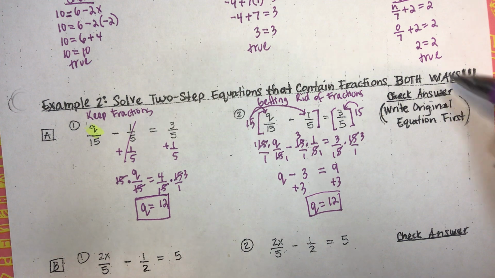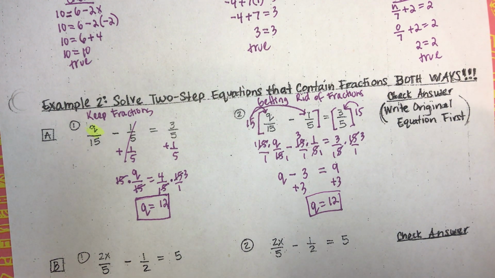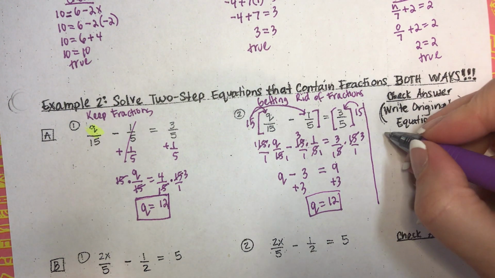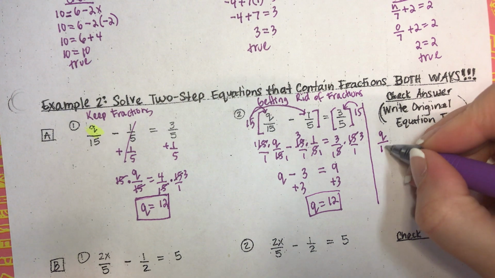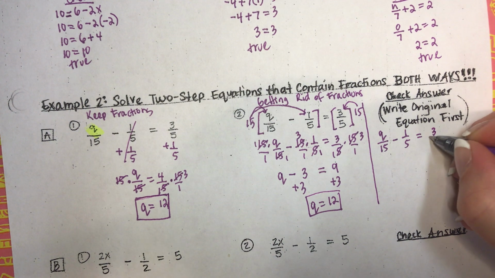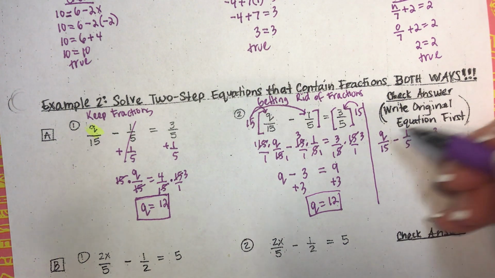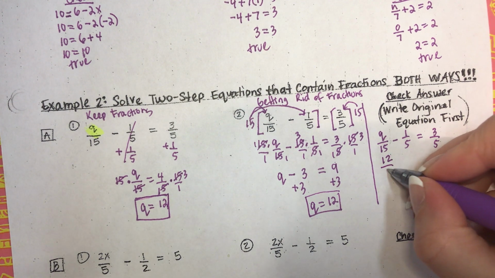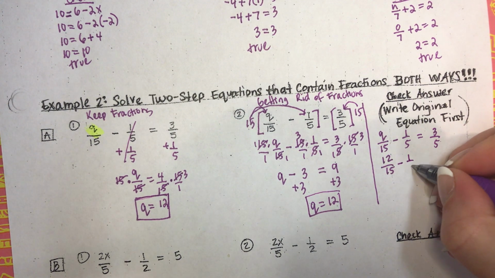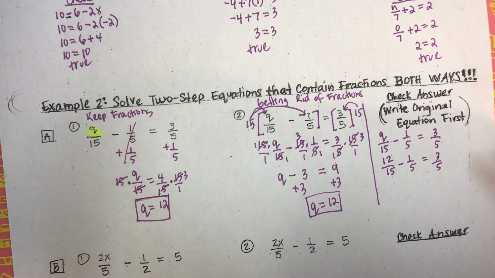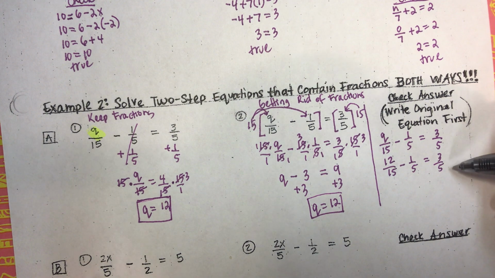But now we're going to check the answer, and remember, we're going to write that original equation first. So I'm just going to give myself some room here. I'm going to write that original equation, q over 15 minus 1/5 equals 3/5. Okay, and I'm going to substitute that 12 in for q. All right, like that. And then 3/5, that's already simplified, so I'm just going to leave that.